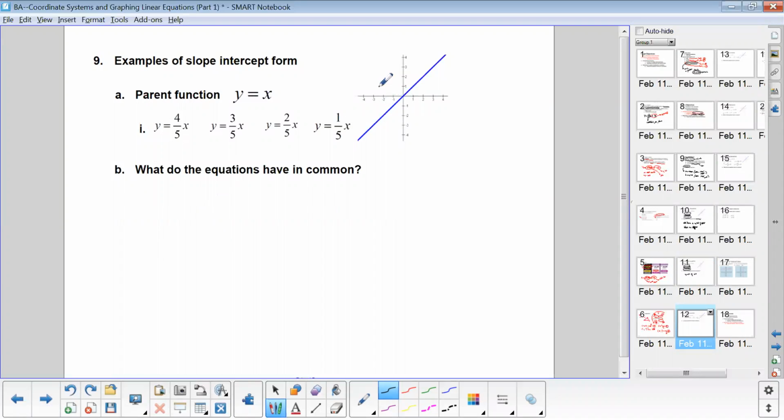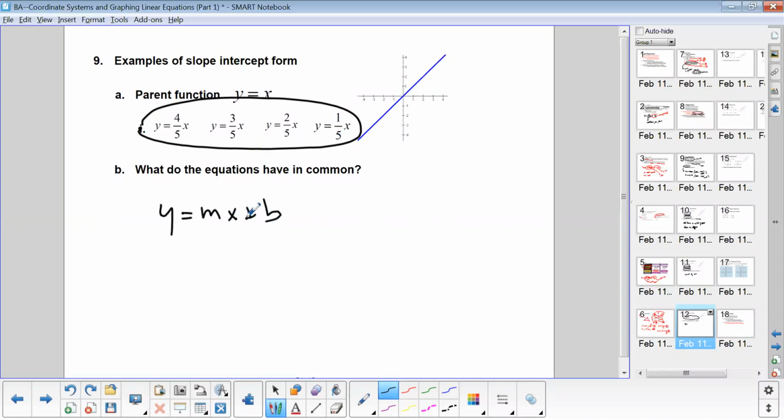Now, parent function. Again, here's our parent function, and now notice what we have with these examples. 4/5, 3/5, 2/5, 1/5. What do they have in common? Well, you don't see the intercept on the last few examples. We don't see that intercept. So if we don't see it, then what we have is just a slope with an intercept of 0, which we just don't write when the intercept is 0. So let's look at all of these and see how they compare to the parent function.